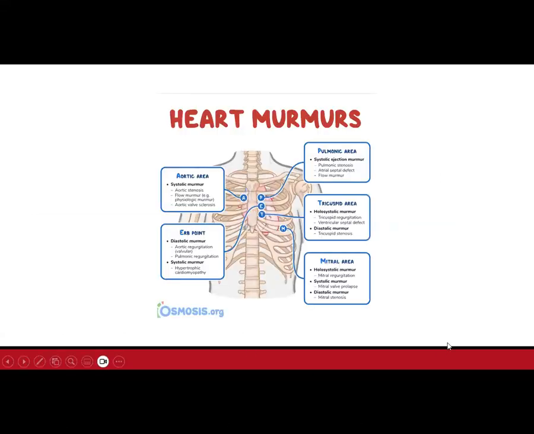So once again, I brought this picture up here just to kind of reinforce where these murmurs are located. So since this is our aortic stenosis, it's located in the aortic area here. And just make sure that you're aware of where that's located.